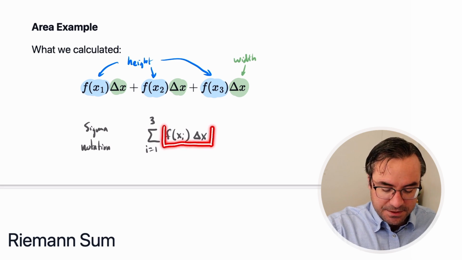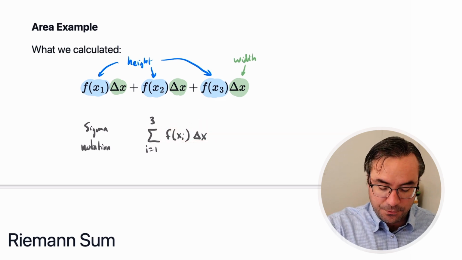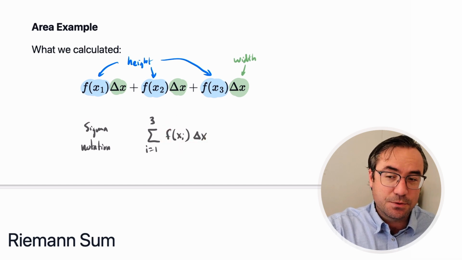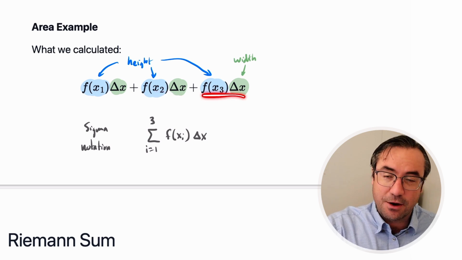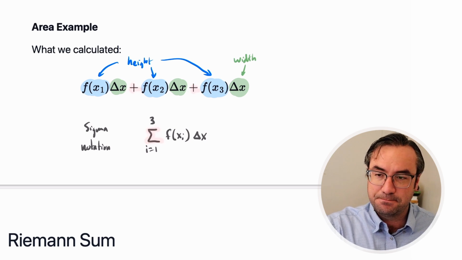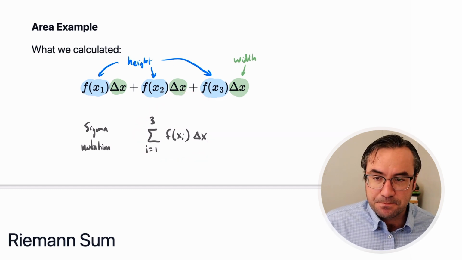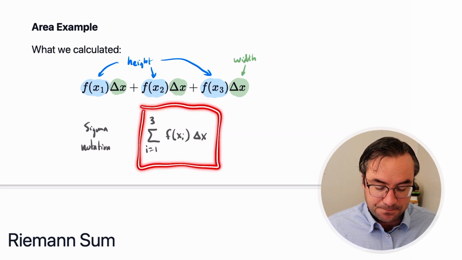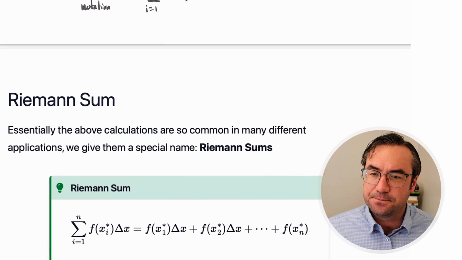So the way we read this is we do this calculation, and we do it 3 separate times in this case. So we start this calculation at i equals 1, and then we do the second calculation, and then our third calculation, and then we add those results together. So this is how we could write this in sigma notation. And this gadget is called our Riemann sum.